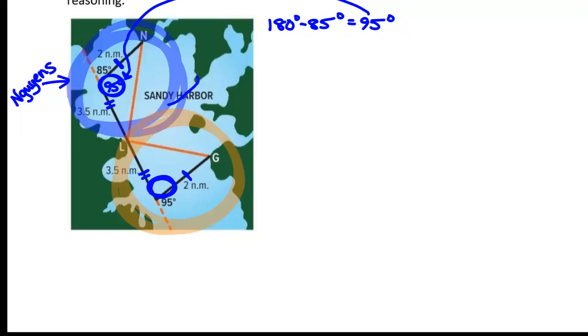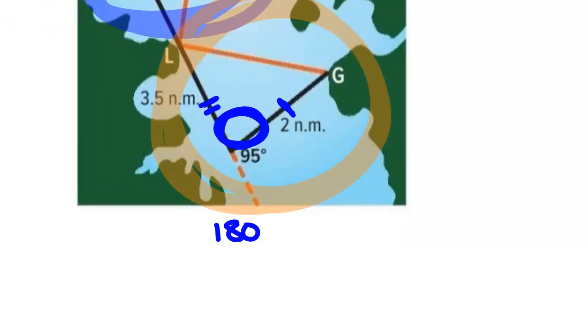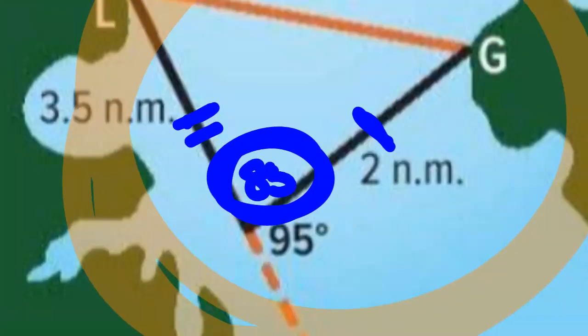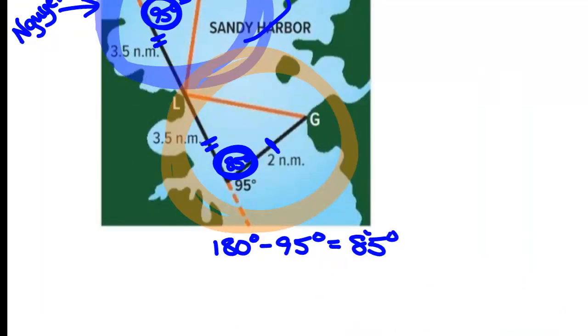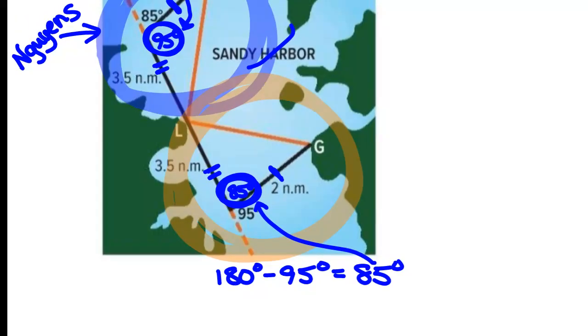And then down here on the bottom, the outside angle is 95 degrees. So I'm going to do 180 minus 95. Well, what is 180 minus 95? 85. So this angle here will be 85 degrees. And this one is the Griffins.